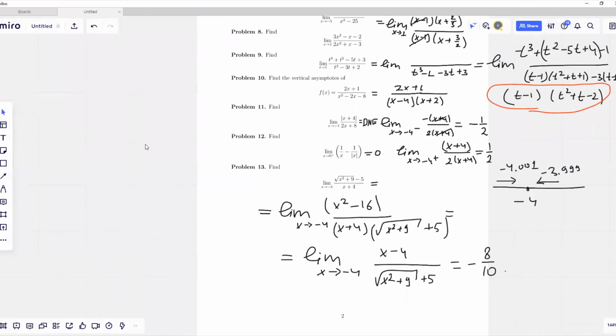Right, that will conclude our practice sheet on limits, at least limits from sections 1.1 and 1.2.